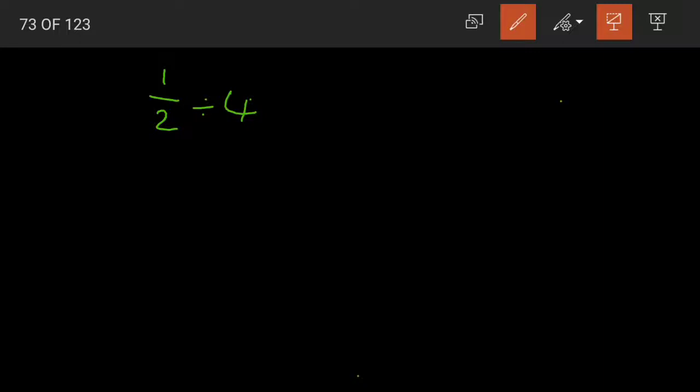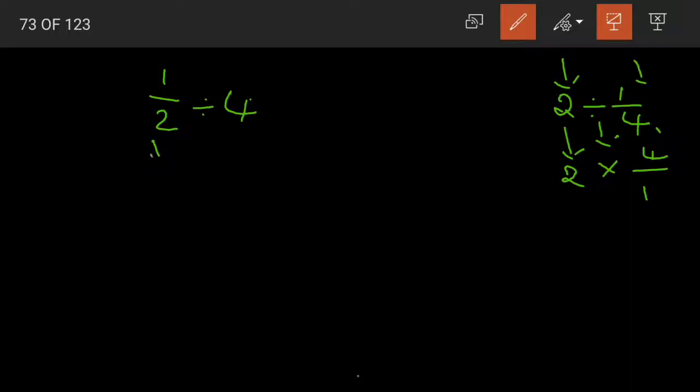If you remember from the previous example where we divided a whole number, what was it? 2 divided by 1 by 4. Yes, whole number divided by fraction. What did we do, children? We kept the dividend as it is. The division symbol changed into multiplication and the divisor we wrote its reciprocal. Yes, so in the same way, if we apply the same concept to this, the dividend is written as it is, the division symbol changed into multiplication, and the divisor we have to write its reciprocal.